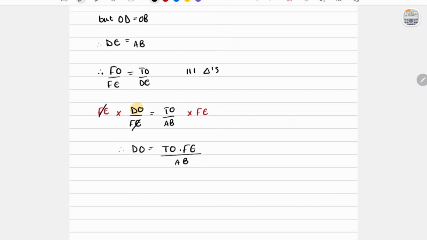And that is it for this paper. So that's the paper 2, 2024, May to June, that is finally completed.